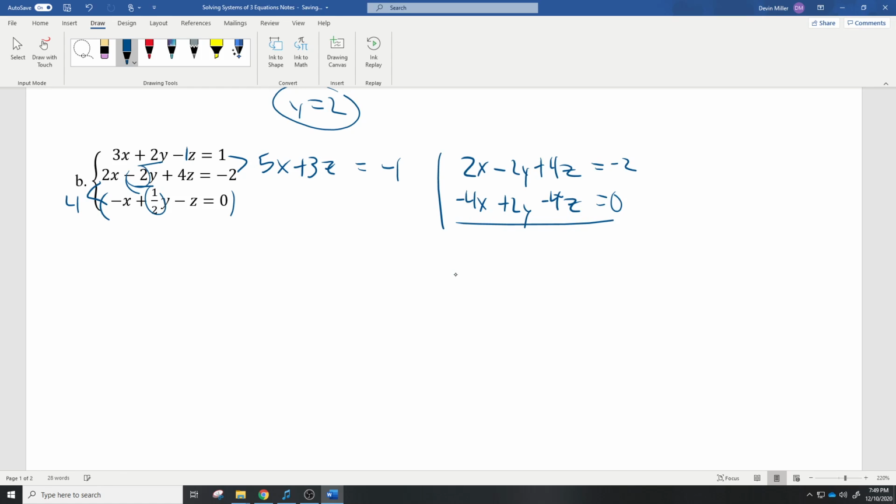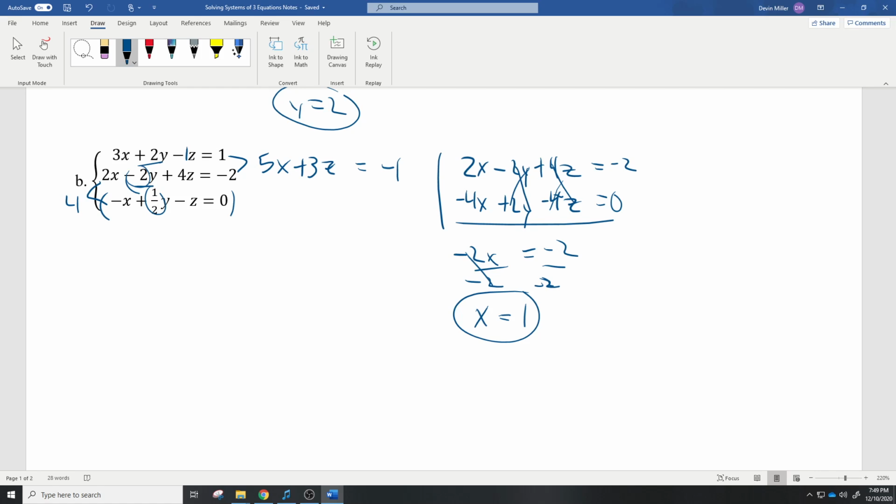Add these vertically. We get negative 2x. The y's cancel like we wanted to. And actually, look what happens here. The z's also cancel. And then we have negative 2 plus 0, which is negative 2. So divide both sides by negative 2. So in this case, we actually just get an answer for one of our variables right away. Just x equals 1.